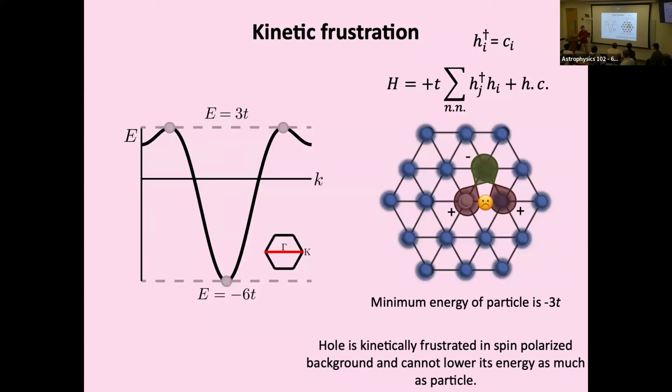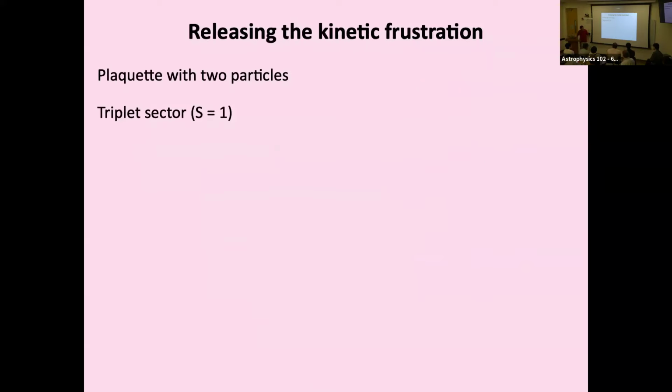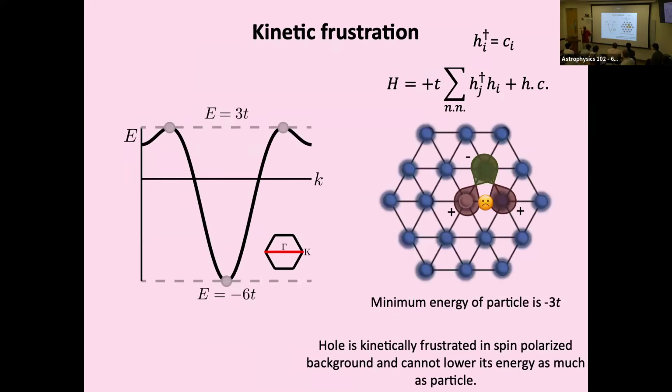So this is now frustration, but in the motional degree of freedom. It's very reminiscent of the story I told you, the spins, but spatially now. Okay, so that's kinetic frustration. And you can ask, where is this coming from ultimately? It's coming from destructive interference.